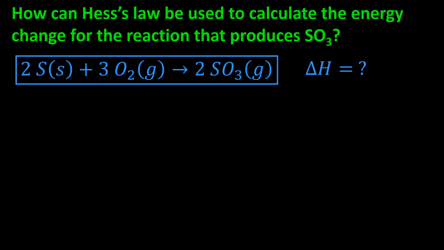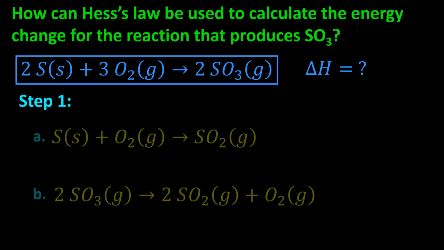The reason we want to do this is because if you try to run this reaction, the reaction is messy. There are other products that are formed, other reactions happen, like there's a lot of SO2 that's produced. So because we want to focus on this reaction that just produces the SO3, what we need to do is use Hess's law.